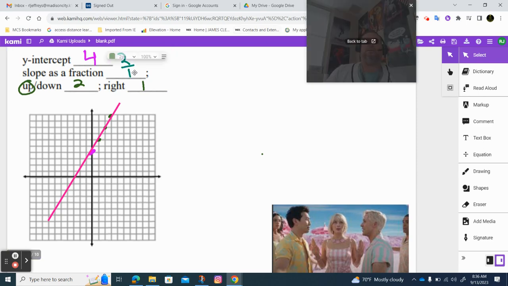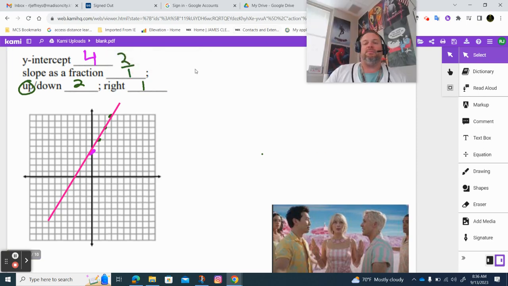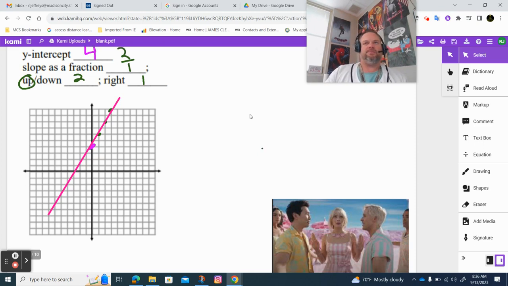Whatever this number is on the bottom, yeah, that's how you turn a whole number into a fraction. I wasn't understanding because you said always one, and I was like, no, what if we have like a one third? You know.